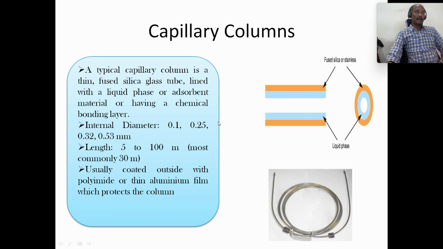Next, capillary columns. The first one is packed columns and the second one is capillary columns. A typical capillary column is a thin fused silica glass tube lined with a liquid phase or adsorbent material, or having a chemical bonding layer. The internal diameter is 0.1, 0.25, 0.32 and 0.53 mm. The length is 5 to 10 mm in length, and generally this is coated outside with a polyimide or thin aluminum film which protects the column. Generally, fused silica or stainless steel columns are used.